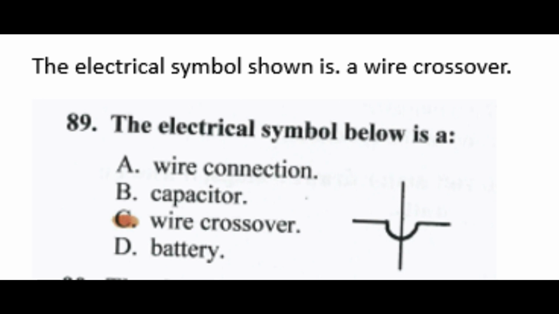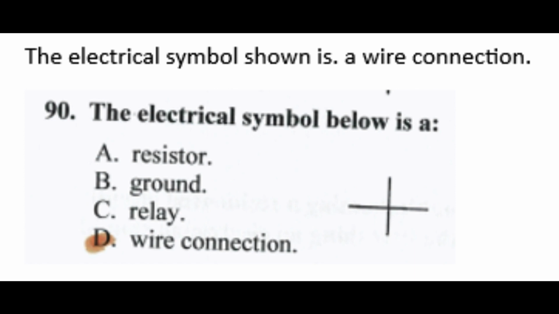The electrical symbol shown is a wire crossover. Line with a U-shaped half loop around a perpendicular line. Wire crossover. The electrical symbol shown is a wire connection. Line 1 comes down top to bottom. Line 2 comes left to right, making a large cross shape.